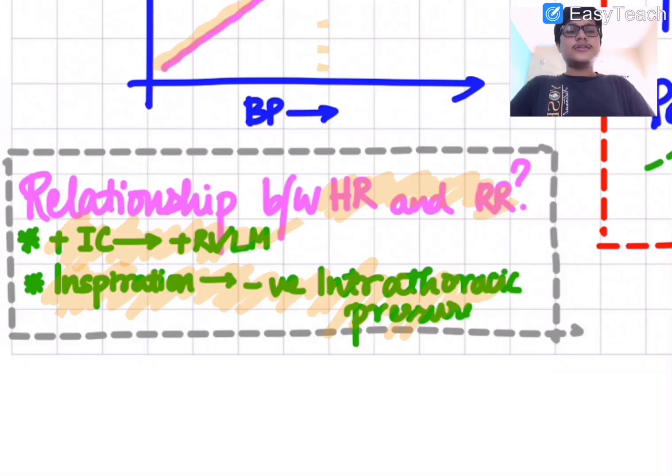Okay, so in the next video I'll be discussing the relationship of heart rate, blood pressure and respiratory rate, these three functions, and I will also be taking up the vast topic, that is the renal regulation of blood pressure.